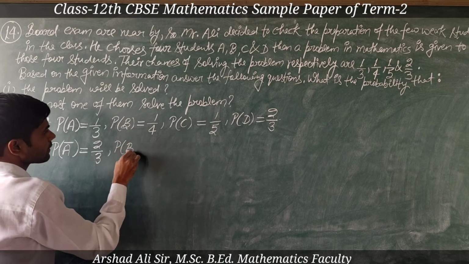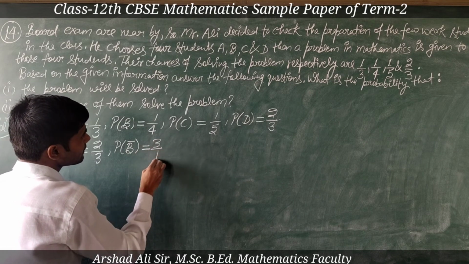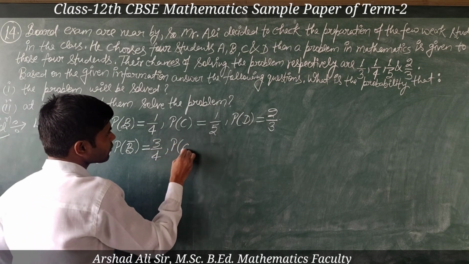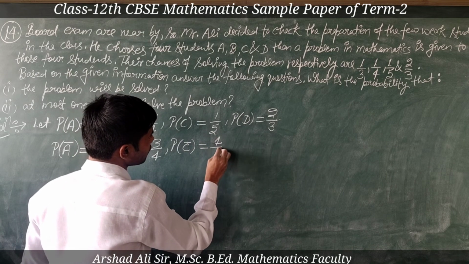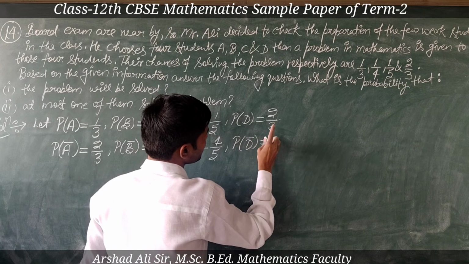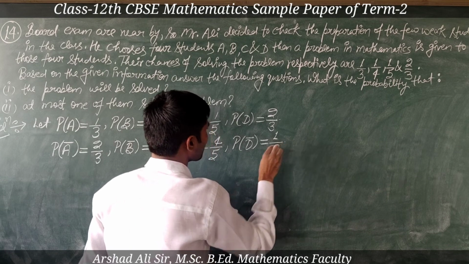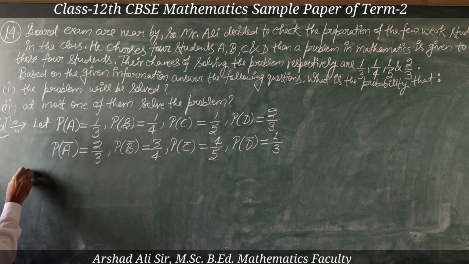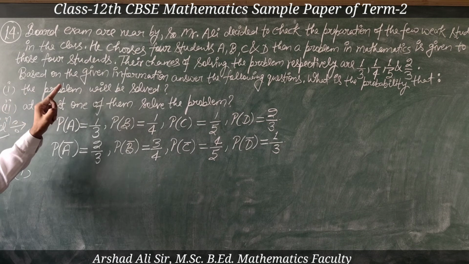Probability of B bar is 1 minus 1 upon 4, it will be 3 upon 4. Probability of C bar is 1 minus 1 upon 5, it means 4 upon 5. Probability of D bar will be equal to 1 minus 2 upon 3, it will be 1 upon 3. Okay, so according to the first condition, the problem will be solved.